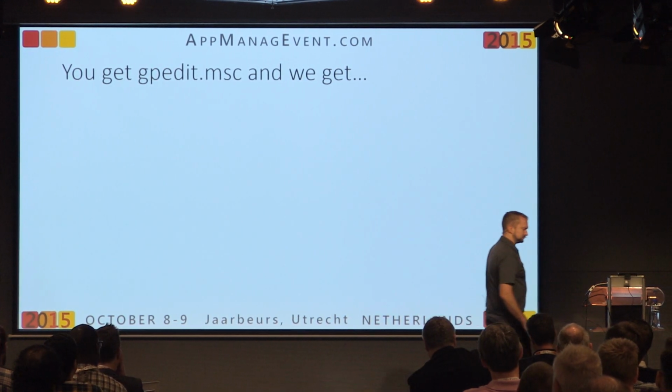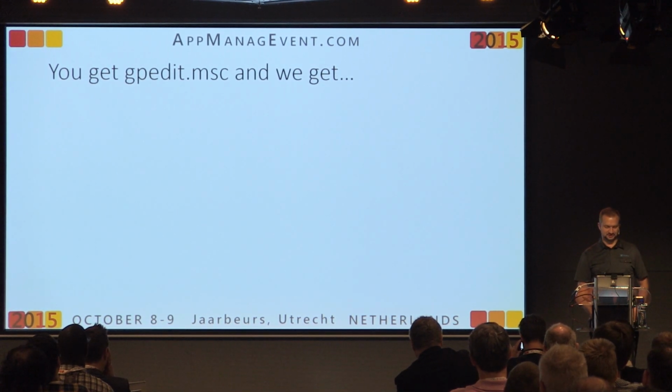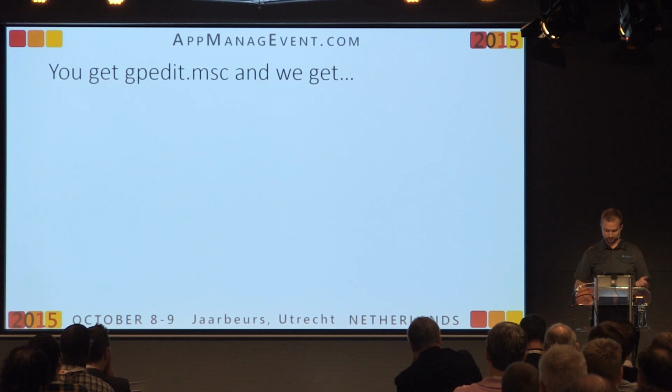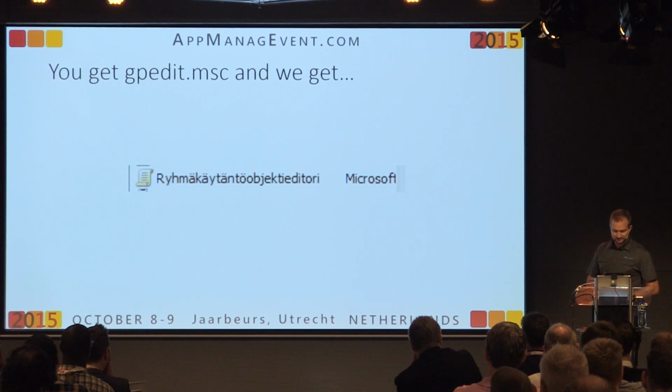So I started last time by showing what we have on the user interface, so I'll show you another example. If you get gpedit.msc, that's the group policy editor, in the Finnish user interface, it's this. Oops. So it's ryhmäkäytäntöobjekti-editori. That's a simple Finnish word.